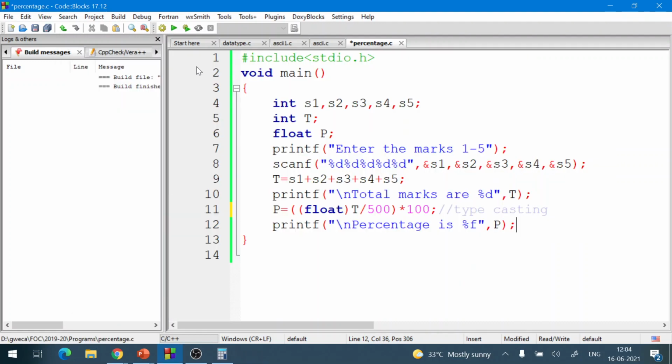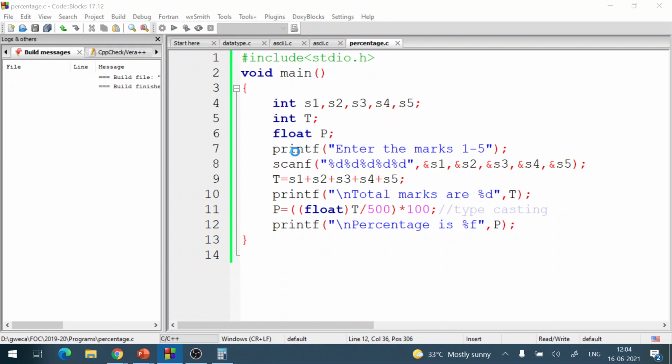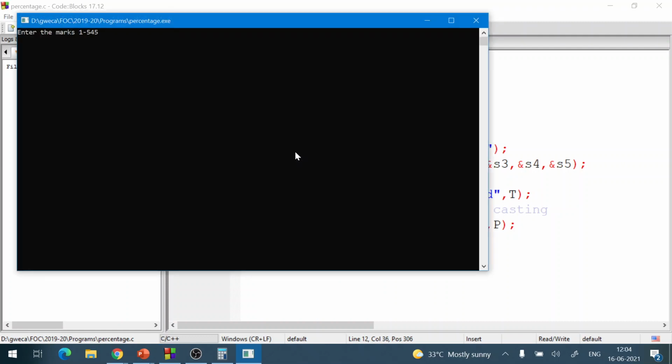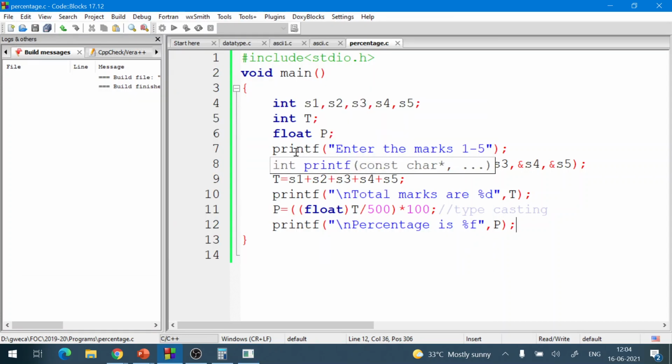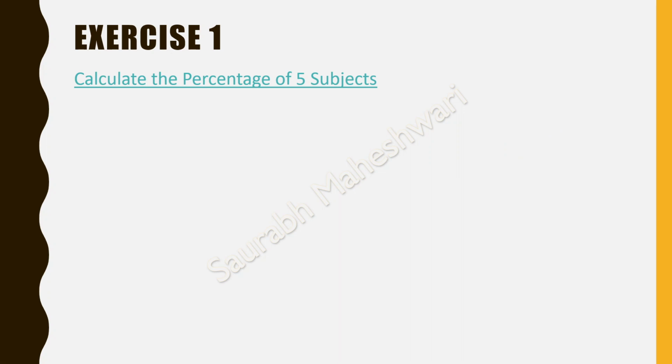Now let us run it and see whether it makes a difference or not. 45, 50, 67, 78, 89, and now you can see that 335 is the total marks and the percentage is 67. So this is the program for calculating the percentage. The important thing that you have to remember is to do the typecasting properly to get the right answer, otherwise you will not be able to get the right answer. Fine, let us see what our next program is.